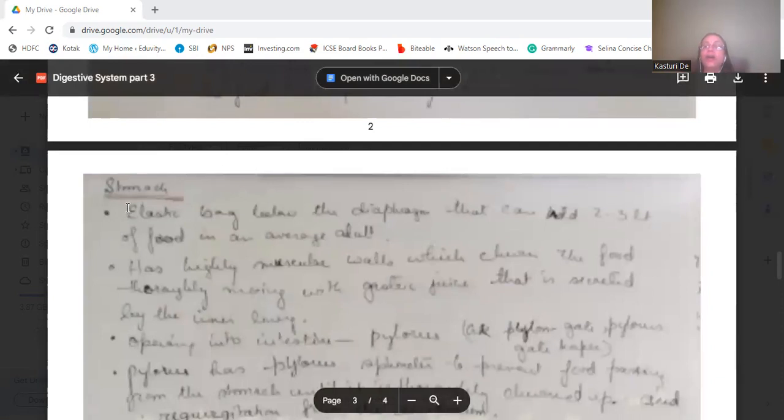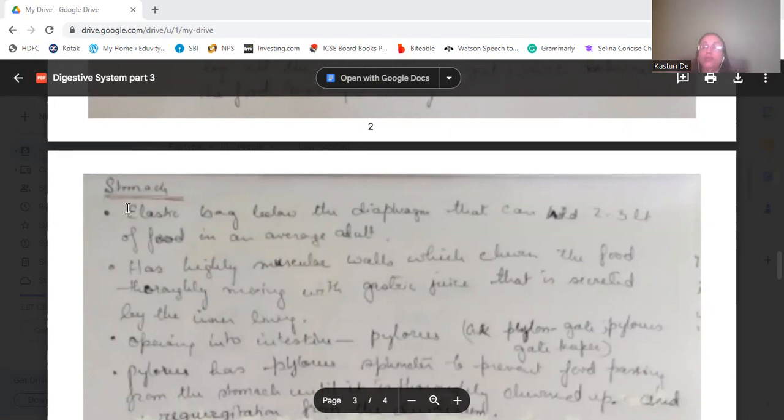Now we come to the next portion of the food path, that is the stomach. What is the stomach? It's an elastic bag just below the diaphragm, which can hold 2 to 3 liters of food in an average adult.